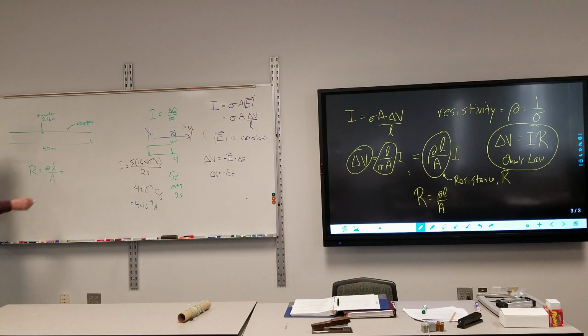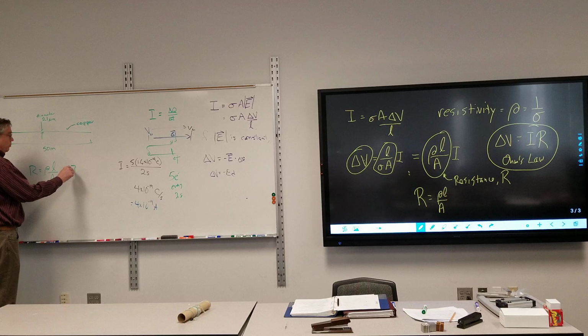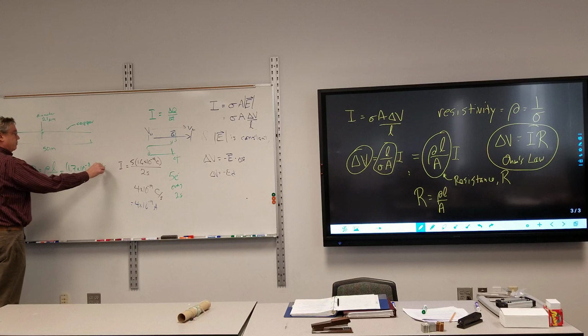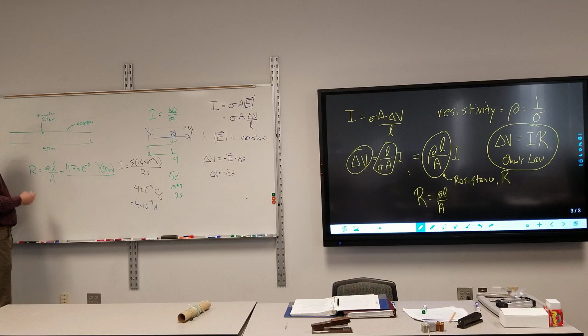Copper in this particular case, which I'll just round off to 1.7 times 10 to the -8th. We'll worry about units in a moment. Times the length of 50 meters, divided by a cross-sectional area. Well, if I know the diameter, how do I find the area?